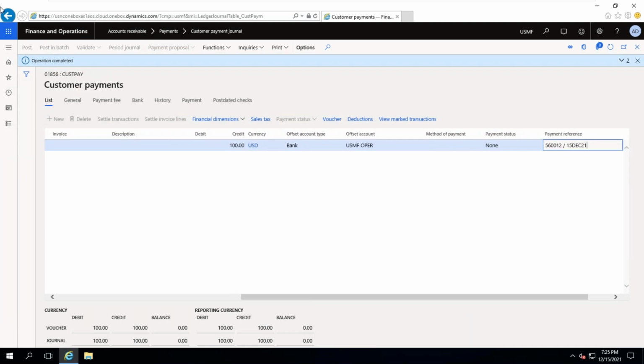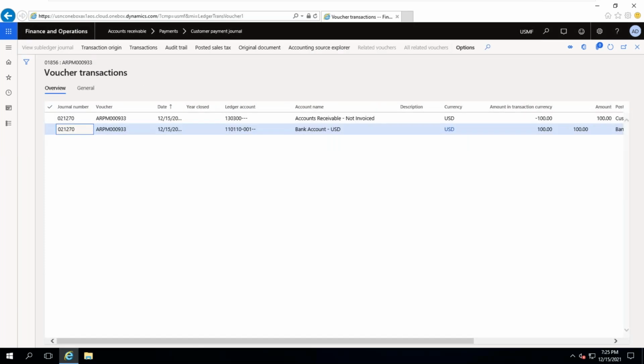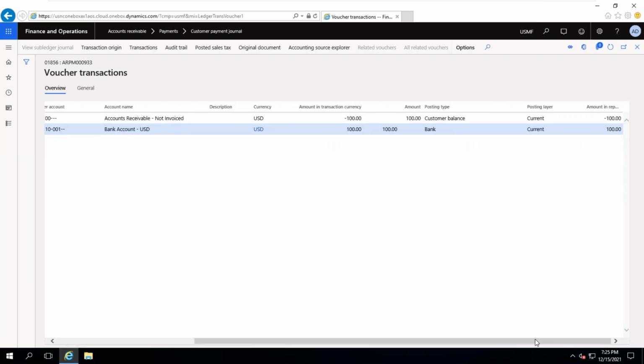Now if you click on the voucher, look at this one. It was posted in 3 currencies. One is amount, meaning amount in accounting currency. Next is amount in reporting currency, and amount in transaction currency.